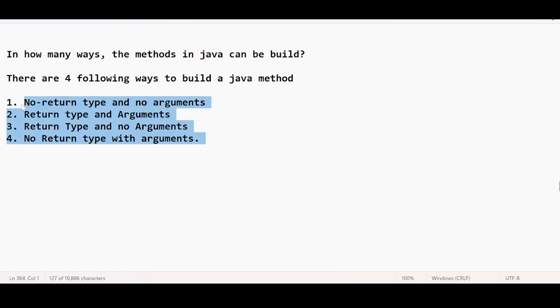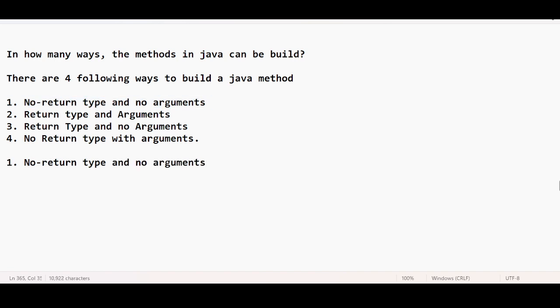Okay, after completing all these 4 concepts, the concept of methods will be completed, and after this we have to discuss the accessor method and the mutator method. That we will complete after completing access modifiers. Okay, let us discuss this one by one. First thing, no return type and no arguments. What does it really mean?